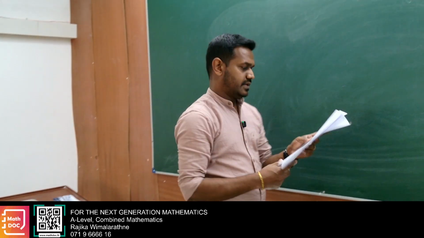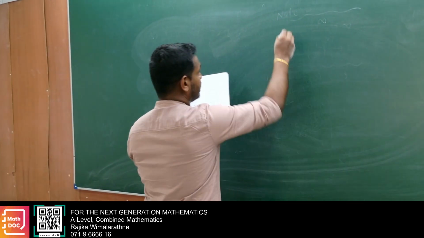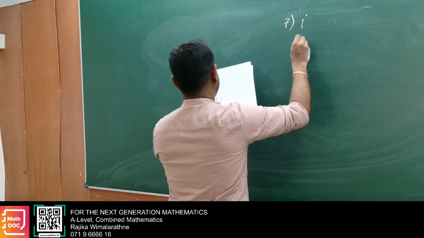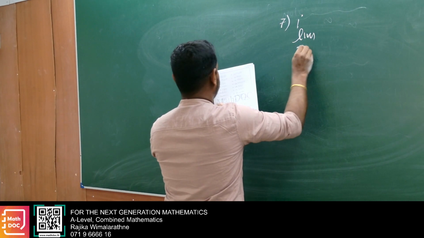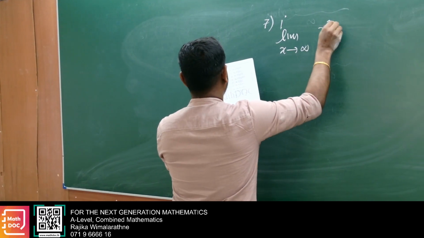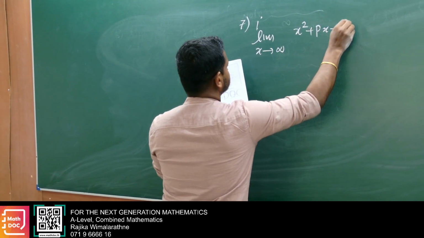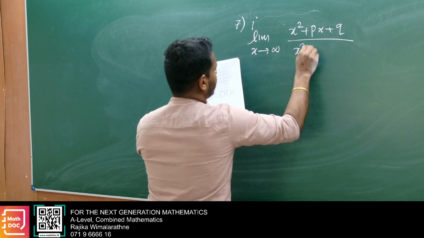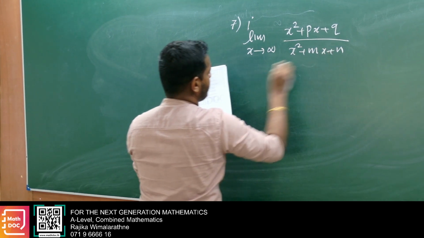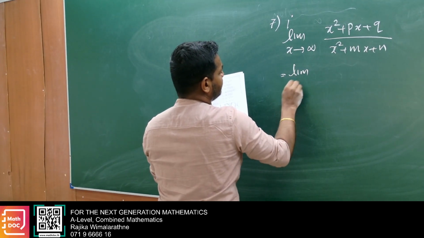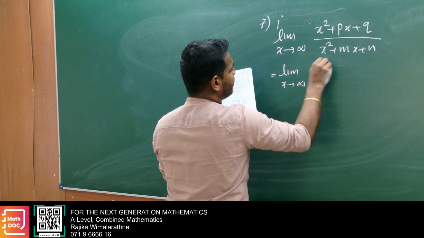Okay. Now question number 7 part 1. First part: limit x goes to infinity, (x square plus px plus q) over (x square plus mx plus n). Limit x goes to infinity, take maximum power outside.